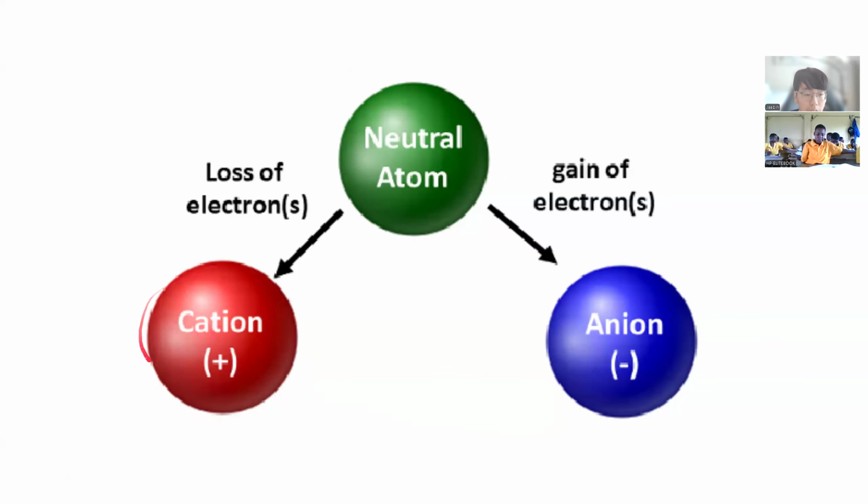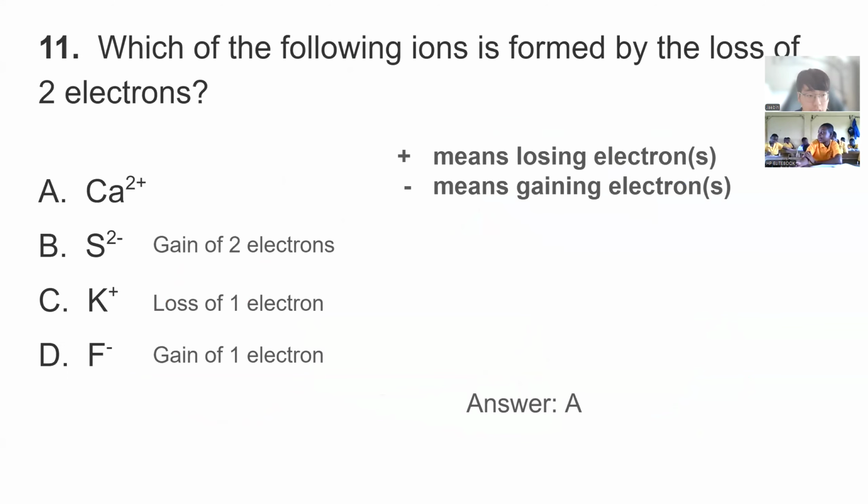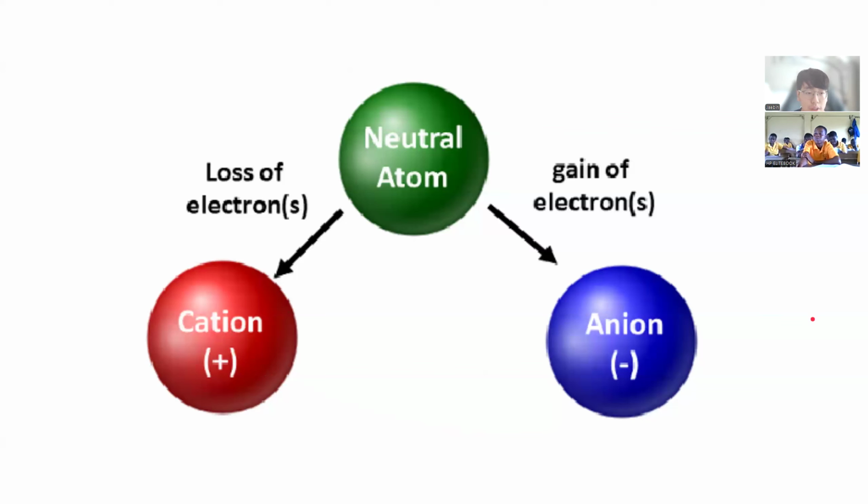So positive ions are called cations and the negative ions are called anions. So if the question asks, what is a cation? Then you have two answer choices, calcium 2 plus or C, potassium plus. Because they're both positive, they're called cations. Negative ions are called anions. And yeah, it results from change in electrons from the neutral atom.